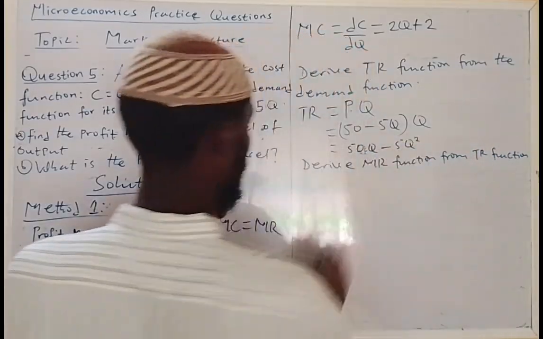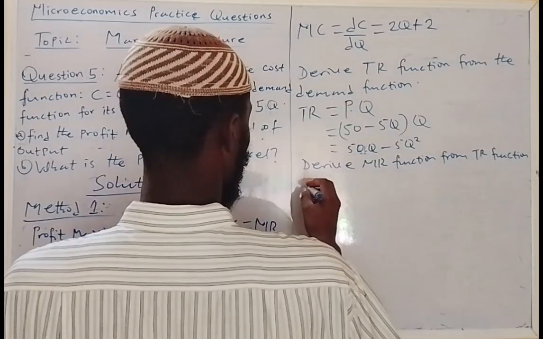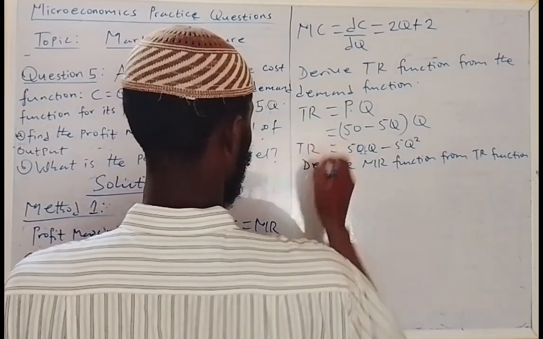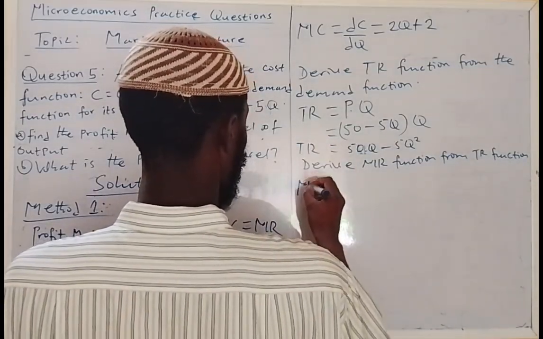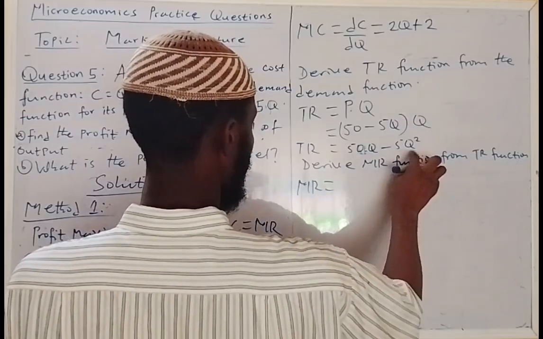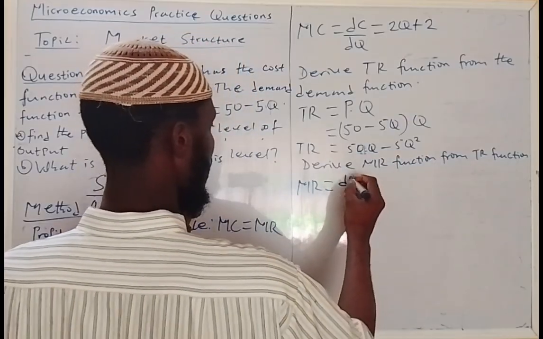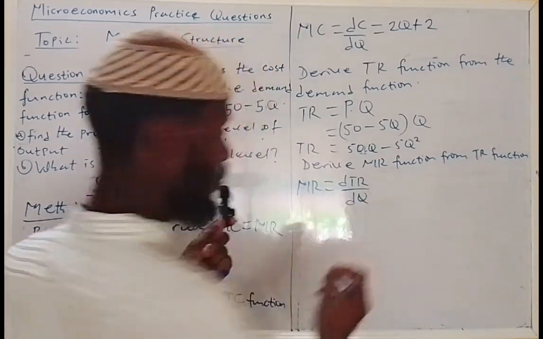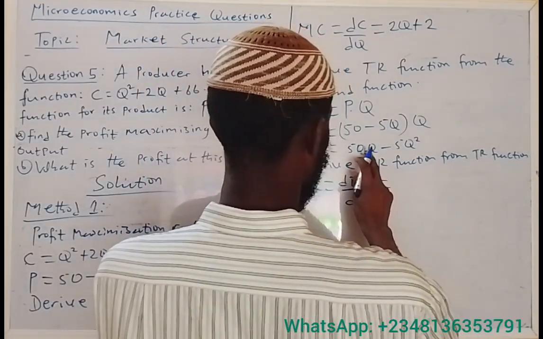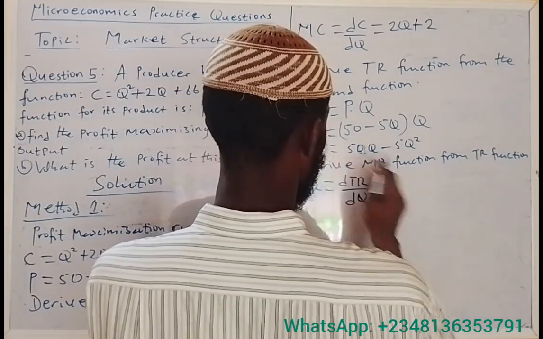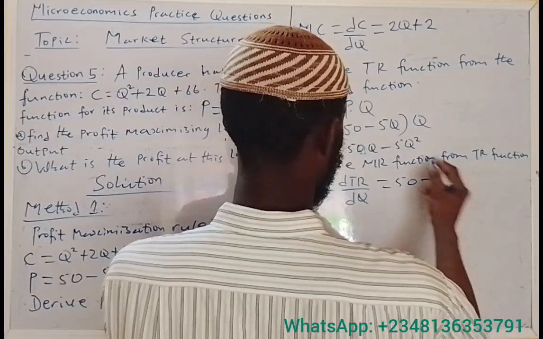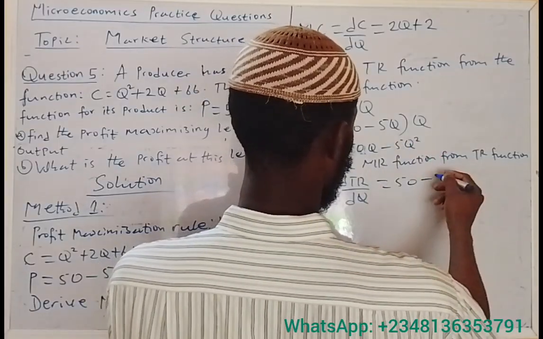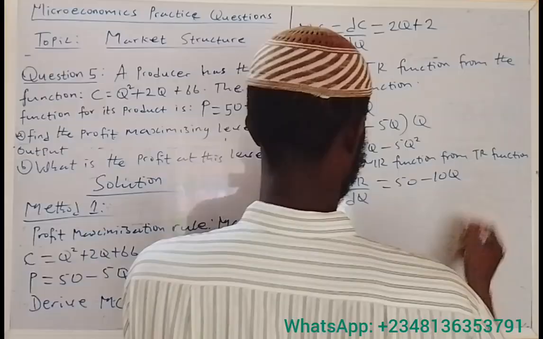This is the total revenue function. Now this is TR. The marginal revenue function is simply the first derivative of this total revenue function, that is dTR over dQ, which equals, when you differentiate this, 50Q gives 50, then minus, when you differentiate this one, you have 10Q.